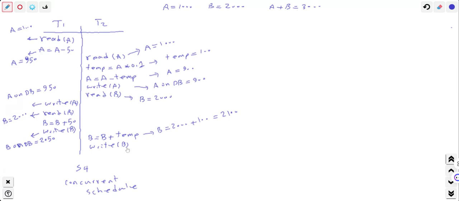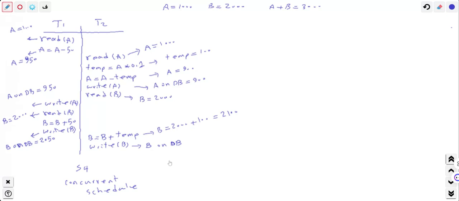Okay, then this value is written on the database. So sorry, doctor, is this transaction isolated or not? No, the isolation here does not hold.